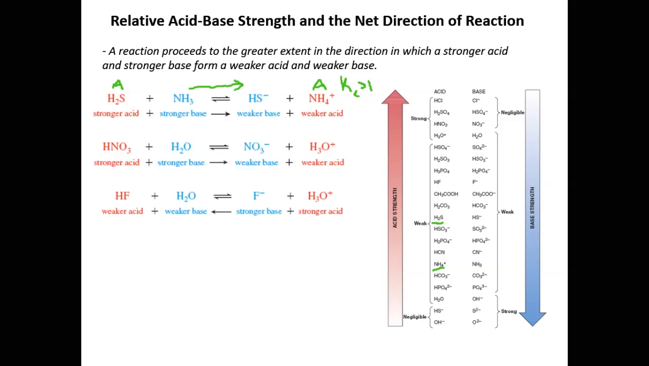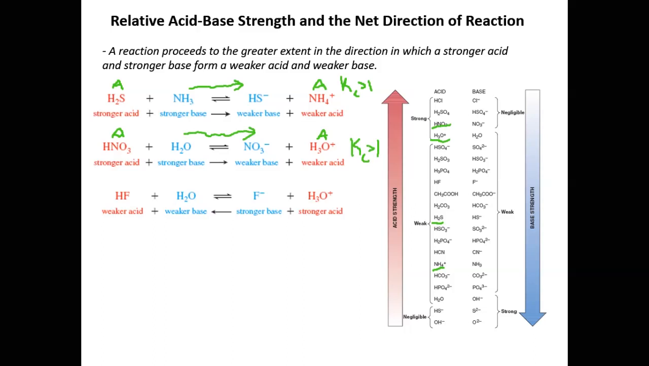Next, we have HNO3, which is an acid, and H3O+. So we come here, look on the diagram, HNO3 is located right here. H3O+ is below it, so H3O+ is the weaker acid. So the net direction is going to be to the right. And so Kc is greater than 1. Anytime the net direction is to the right, Kc is greater than 1. To the left, Kc is less than 1.